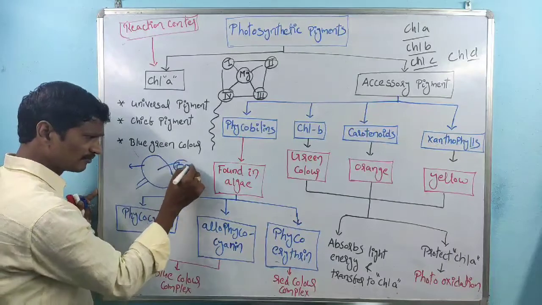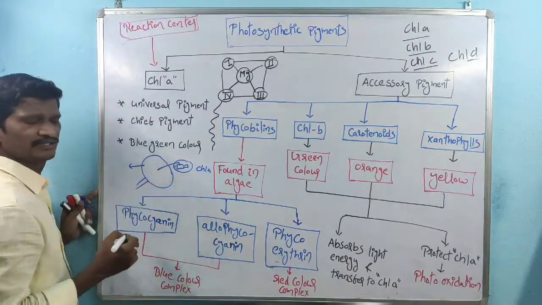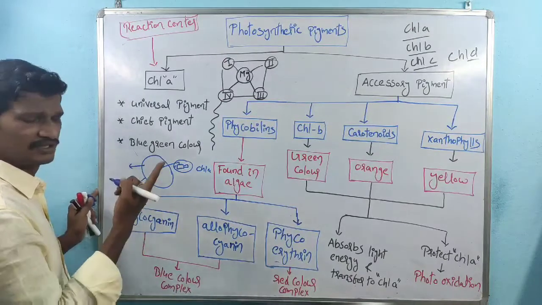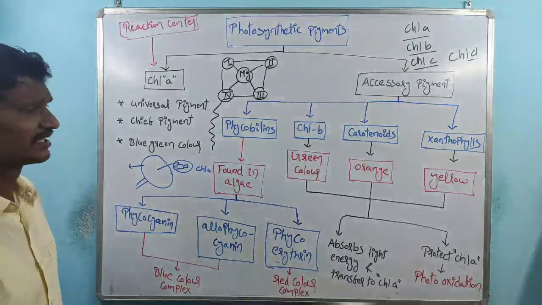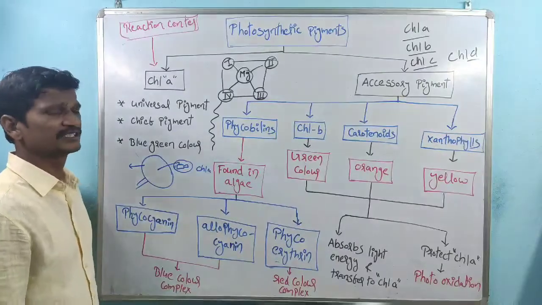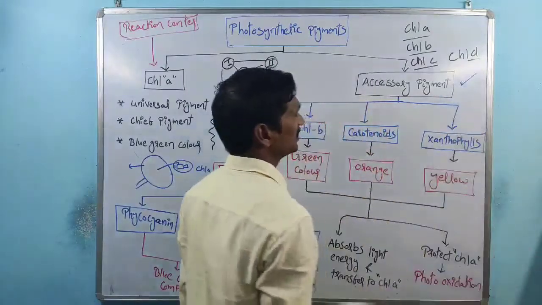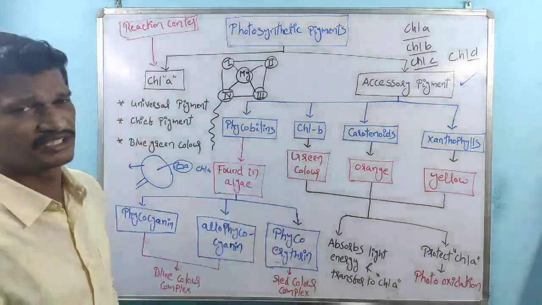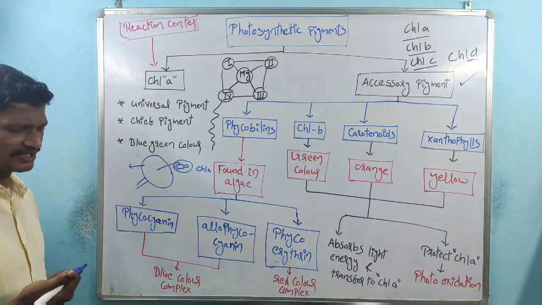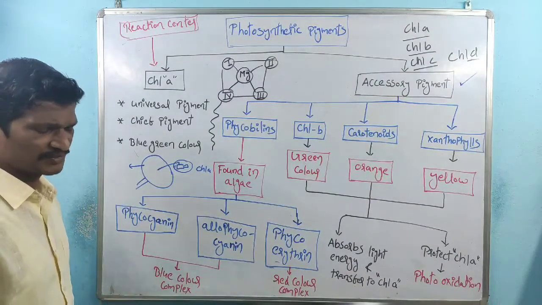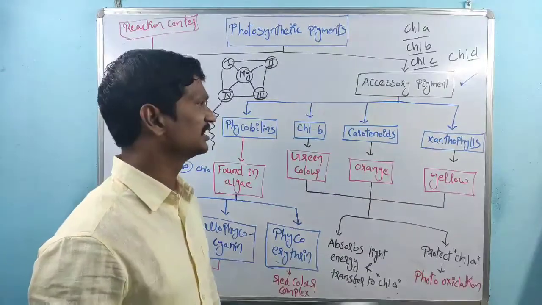Here, the receiver is chlorophyll A. The disc-like structure is nothing but the accessory pigments. Whatever accessory pigments are there, they initially absorb the light energy. That light energy is then passed to the reaction center.